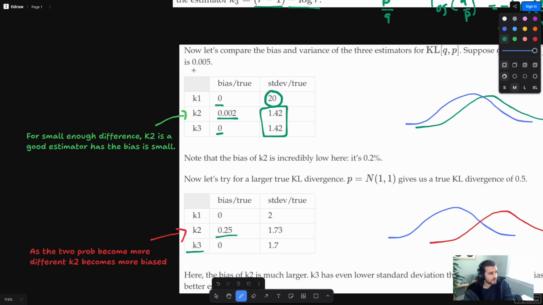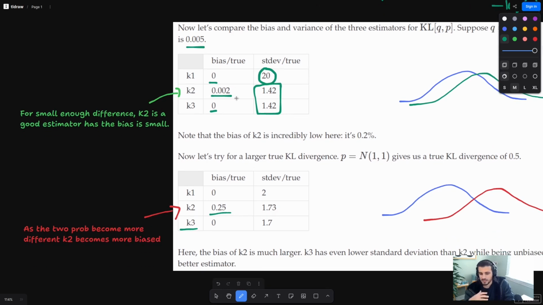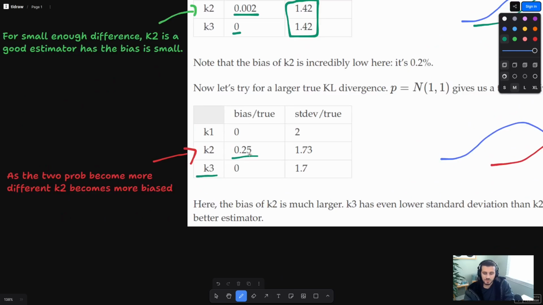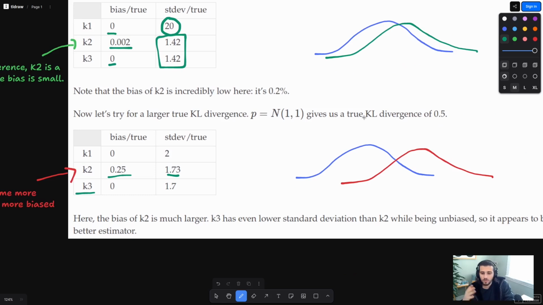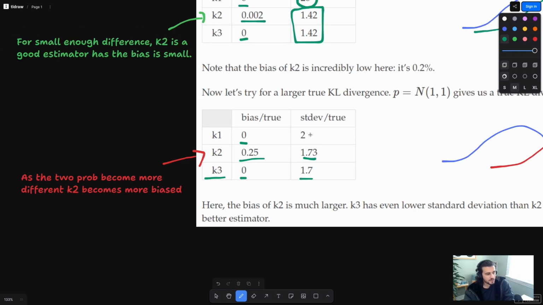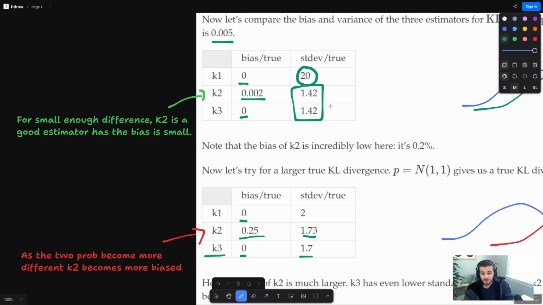But this is when the KL divergence is very small. As the KL divergence becomes very, very big, you can start to see that the bias of K2 starts to creep up. Its variance is still good, but the bias starts to be significant, right? So this is when we have more and more different probability distributions. In the case of K3, it's still good. It's still unbiased in both cases, right? Its variance is lower than K1. And in this case, the difference is not that insane. But in the first case, it was very, very significant.